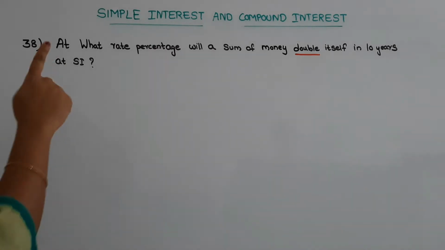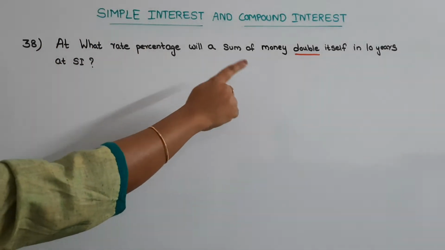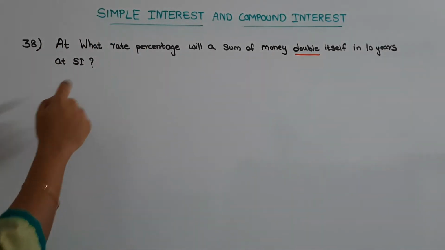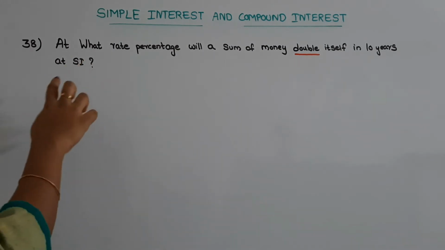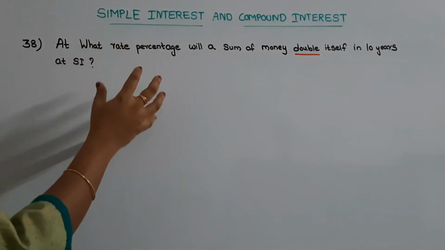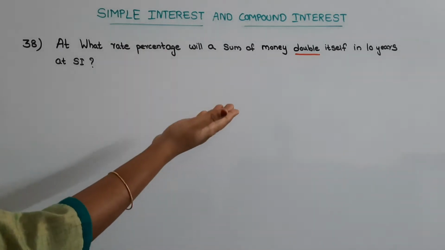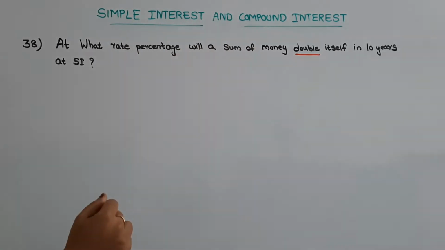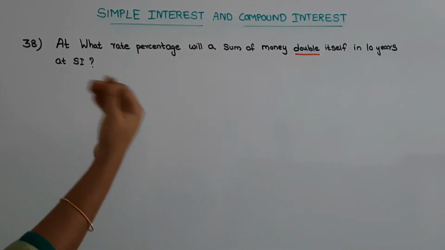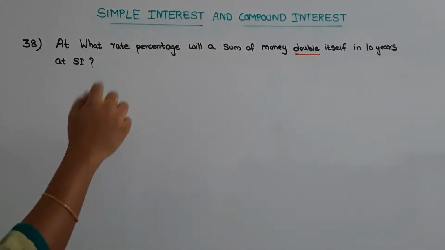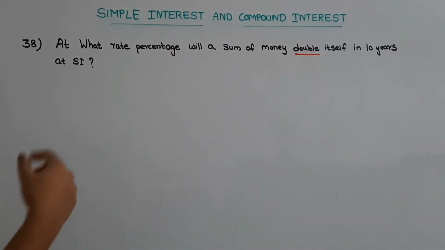38th question is, at what rate % will a sum of money double itself in 10 years at simple interest? In this question, they are telling that a particular principal value is getting doubled after 10 years, or we can say that the total amount after 10 years is double that of the principal. Then what is the rate of interest?